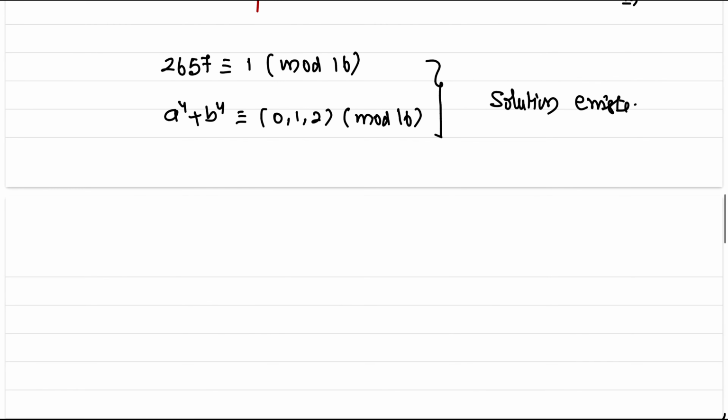Here also 2657 is equivalent to 1 mod 16, and a to the power of 4 plus b to the power of 4 is given as 2657, which is 0, 1, 2 mod 16. Hence the solution exists. Now next step. We got that a solution exists. Now a to the power of 4 plus b to the power of 4 is equal to 2657. Now let us see whether it is a prime. Primality of 2657.